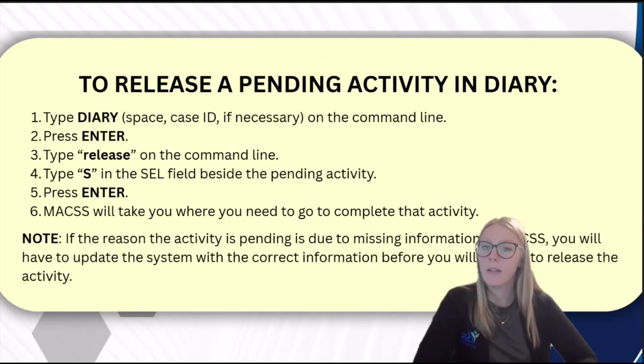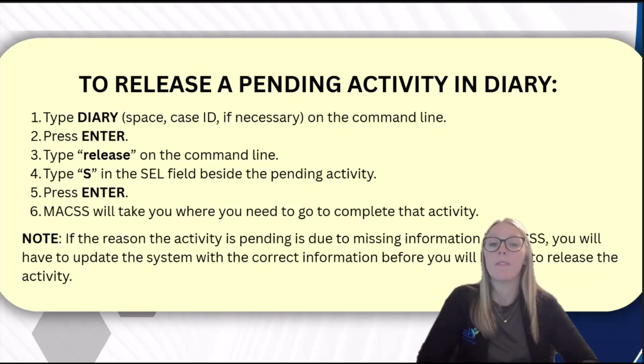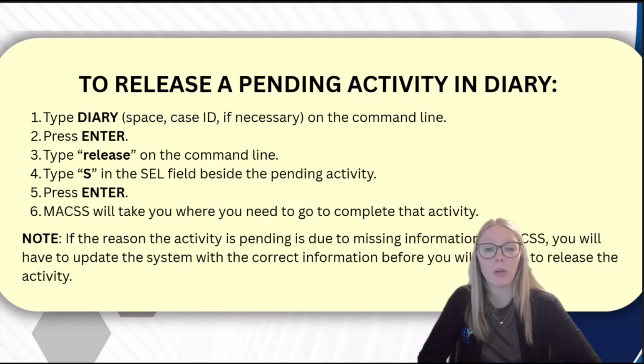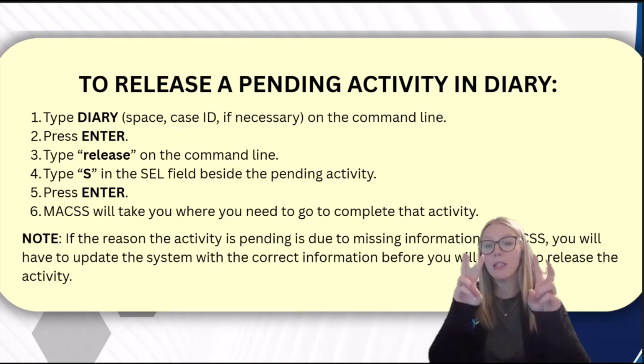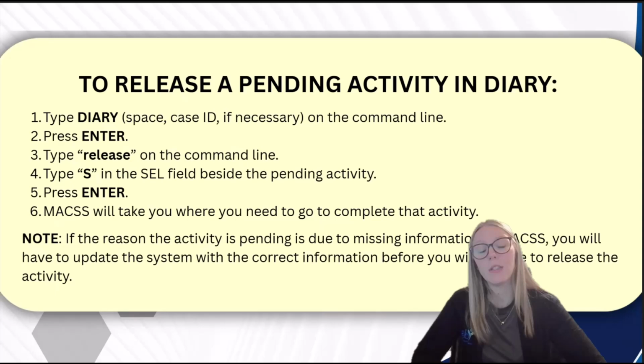So like I just said, there may be times when you see a P in the status field. This means the activity is pending or not yet completed. One example would be if information necessary to complete a form is not recorded in MACSS. The form will be set to pending to allow you to update MACSS with the required information. And then once MACSS has been updated, you can go to diary to release the pending form. Here's an example of what that would look like in MACSS.